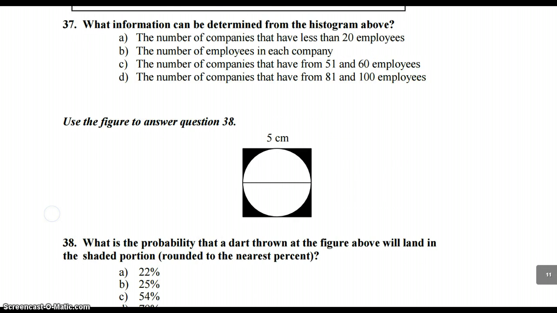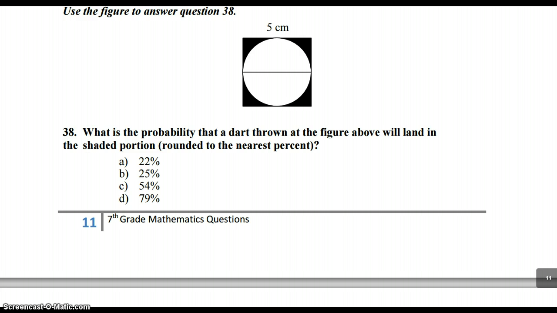Moving on to 38. Alright, use this figure for 38. What is the probability that a dart thrown at the figure above will land in the shaded portion? And we are able to round to the nearest percent. Okay, this is an area question. We're going to compare some areas. So the shaded portion, obviously we're not expecting a very large percentage here. And if you're observant, it's going to be less than half because there is way more unshaded space going on here. So I'm going to unofficially eliminate those two. If by some chance I am way off, which isn't the case, we'll find out.